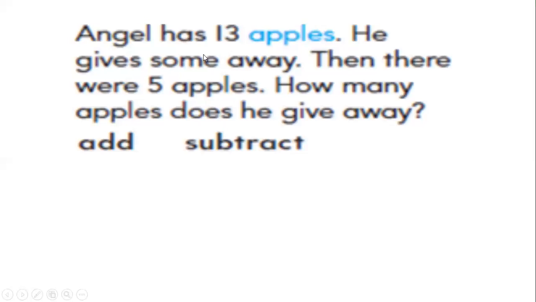Here I have, Angel has 13 apples. So let's write the number here. 13 apples. He gives some away. Look at the word away. You know when away is used, whether it is for addition or subtraction, okay? Then there were 5 apples. So there were 5 apples. So how many apples does he give away? So that means we now have 5 apples. So how many apples did he give away?